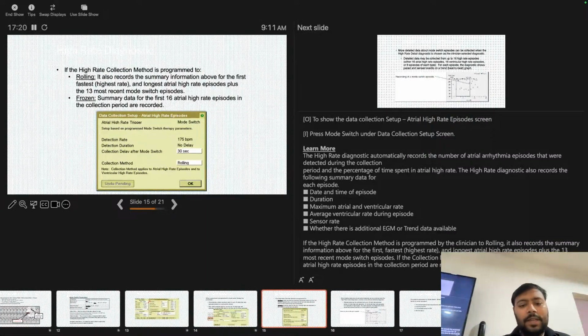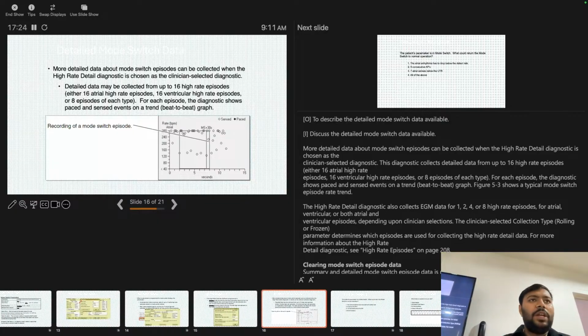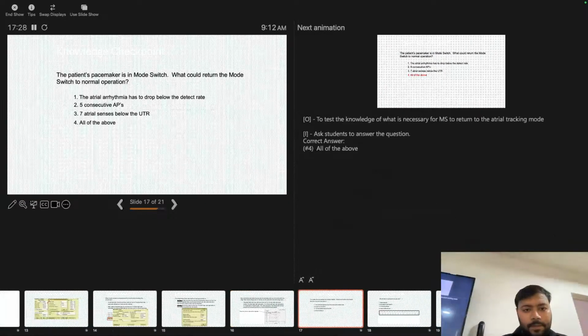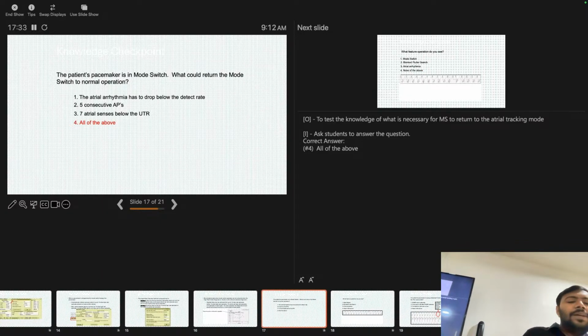Yeah, we've seen this already, same thing. And this plot also will be available. You can see how we are interpreting the ventricular arrhythmias. And there are some knowledge checkpoints, which are based on company things. So this is all about mode switch.